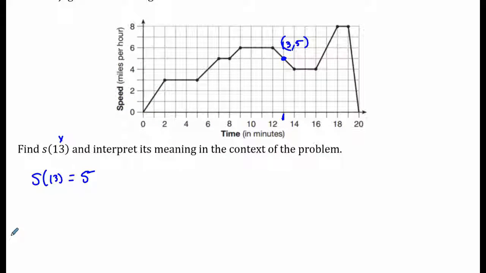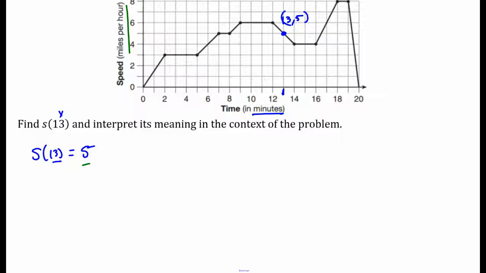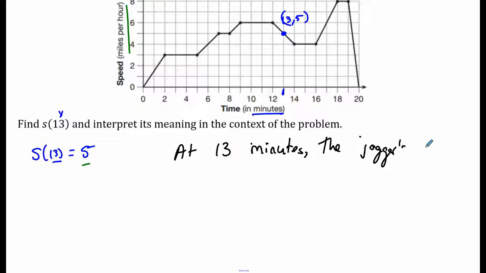What does that mean? Well, the 13 is my x, my minutes. The 5 is miles per hour. And I'm talking about someone's speed. So at 13 minutes, the jogger's speed was 5 miles per hour. So at 13 minutes, the jogger's speed was 5 miles per hour. Or 13 minutes into her jog, the jogger's speed was 5 miles per hour.